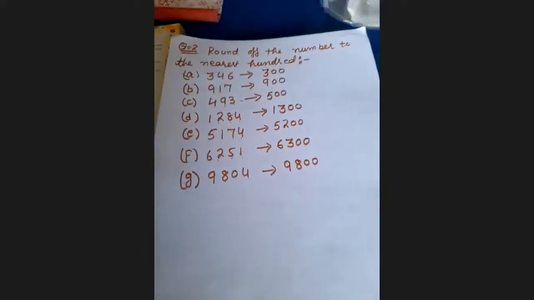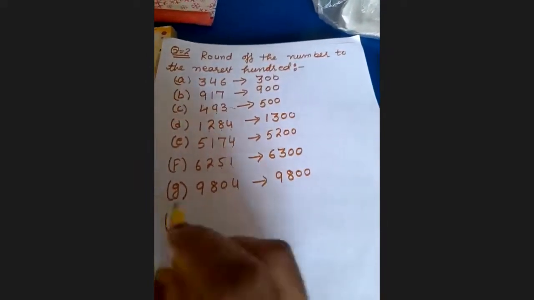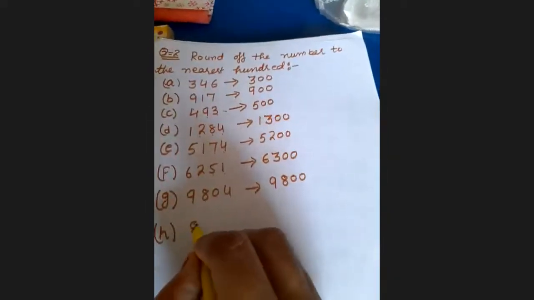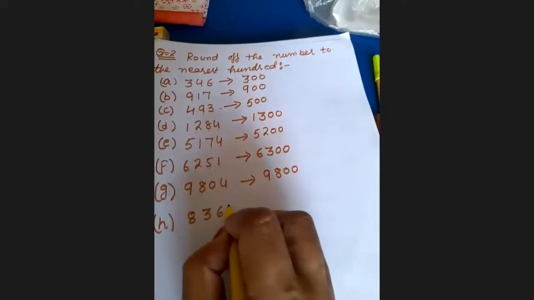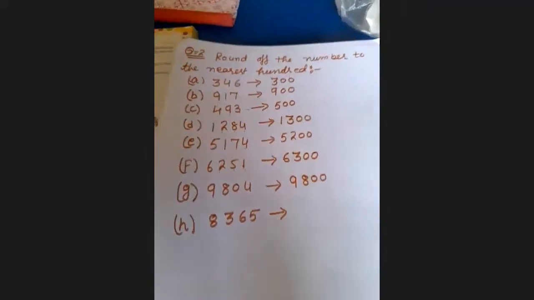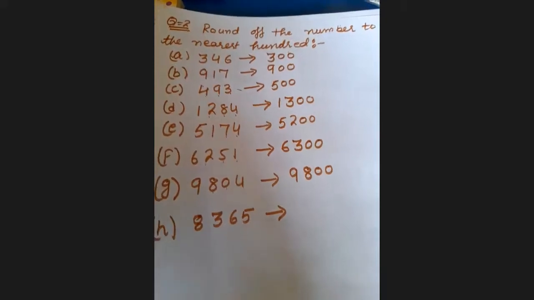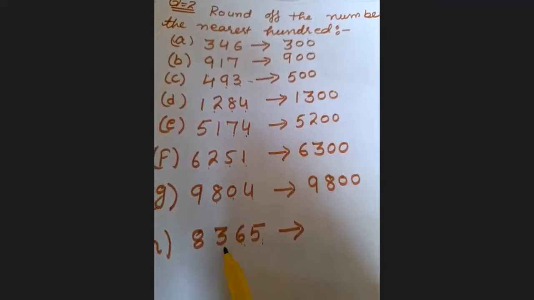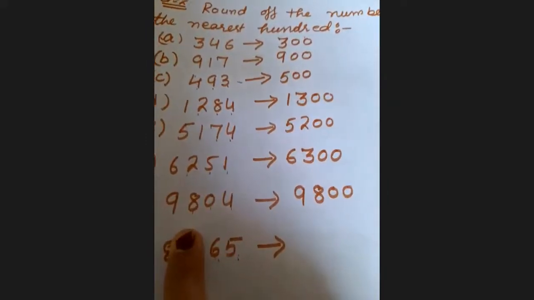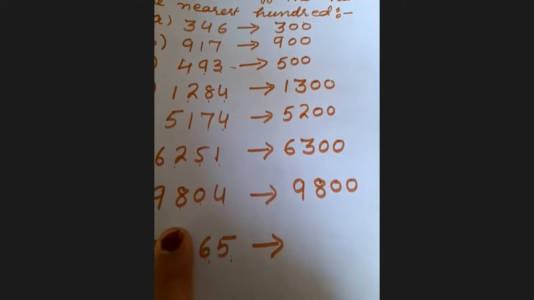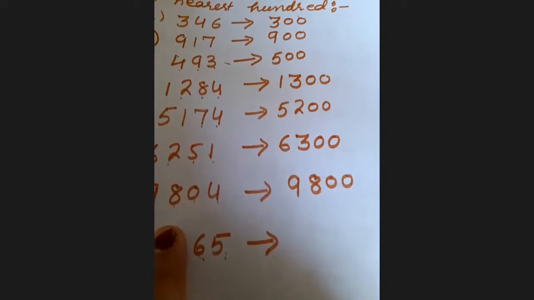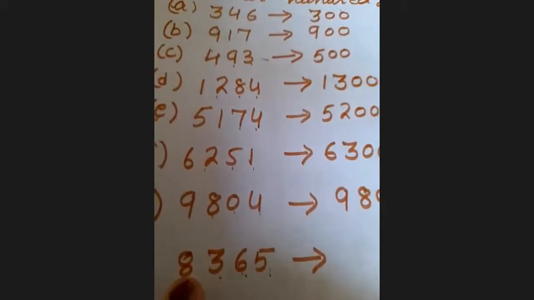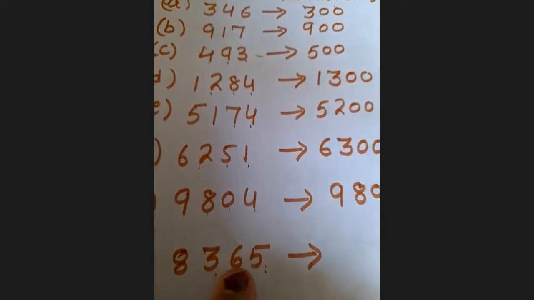Dear friends, next is part H. Now your number is 8,365. Now round off this number to the nearest 100. Yes, friends. Ones, tens, hundred. Now put your finger at the 100 place value number. And observe the next number. Our next number is 6. So the nearest value will be 8,400, because 6 is greater than 5.